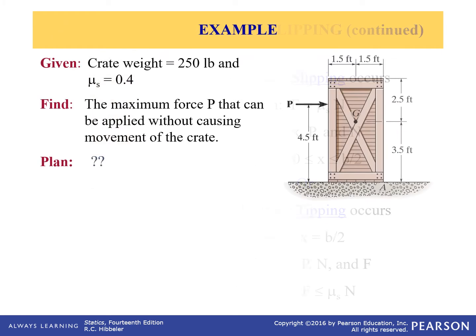So here's an example. In this particular example, we've got a box. Somebody is pushing, or some force is pushing at point P. You've got the dimensions laid out as shown here. They tell us the weight of the box is 250 pounds. They show us a center of gravity, and they want to know the maximum force P that can be applied without causing movement of the crate.